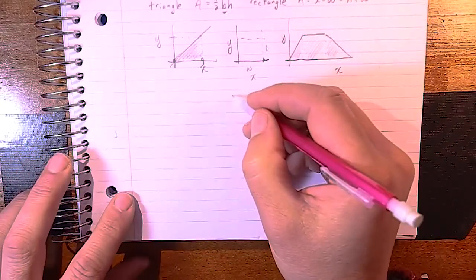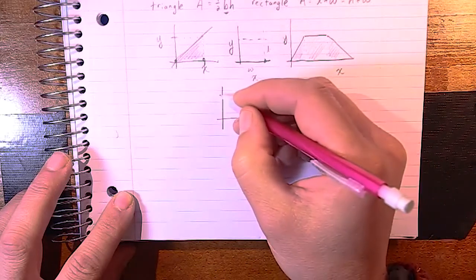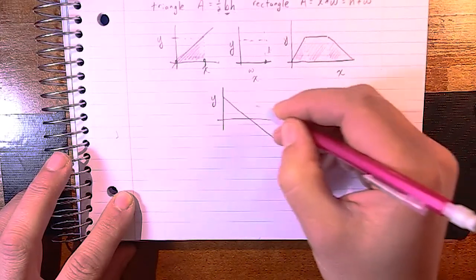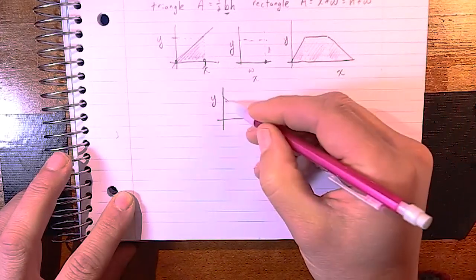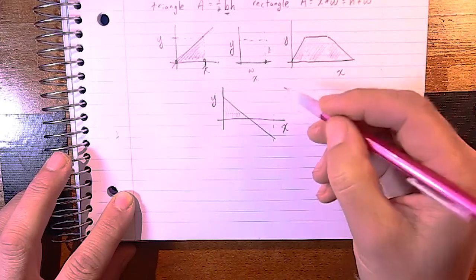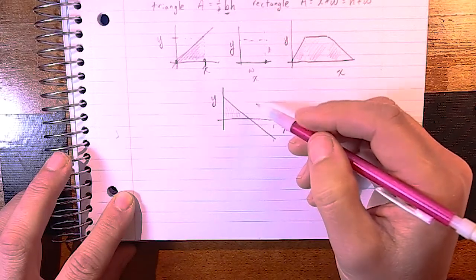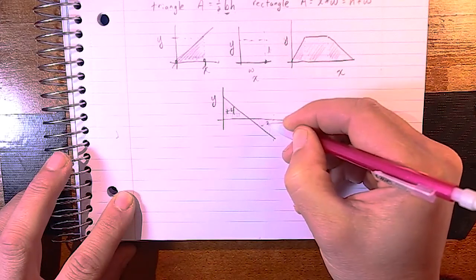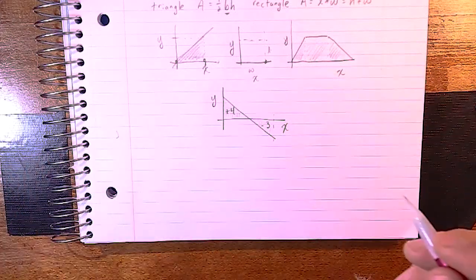Lastly, what if we have a graph that goes below the x-axis? So let's say we have something like this. And that's our x-axis. This would be positive area, and this would be negative area. So if these ended up equal to each other, it would be 0. But let's say this was plus 4 and this was minus 3, then we would be left with plus 1.